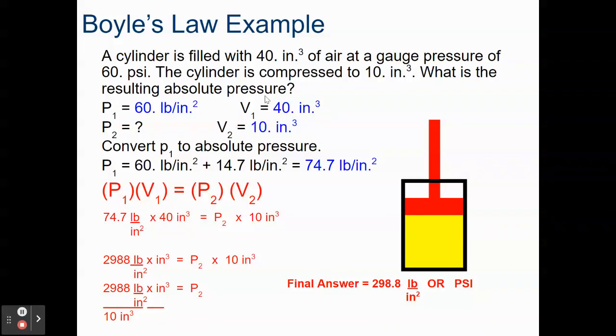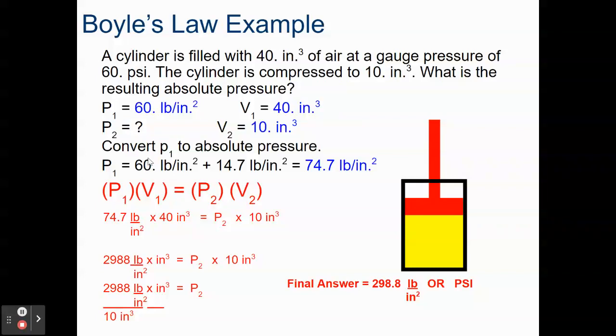My original volume, or my V1, clearly says it was 40 cubic inches, and my resulting volume was 10 cubic inches. Here's a little picture of what we have going on. Basically, we are pushing this plunger down. We have a certain starting pressure. We have a certain starting volume. We have an ending volume. We don't know what the ending pressure is. That's what we want to find out.